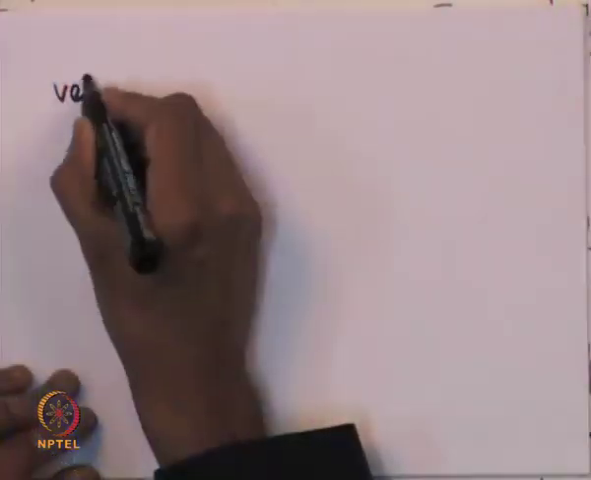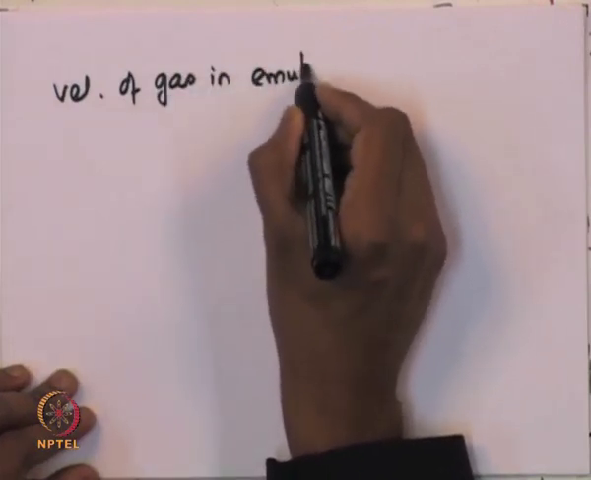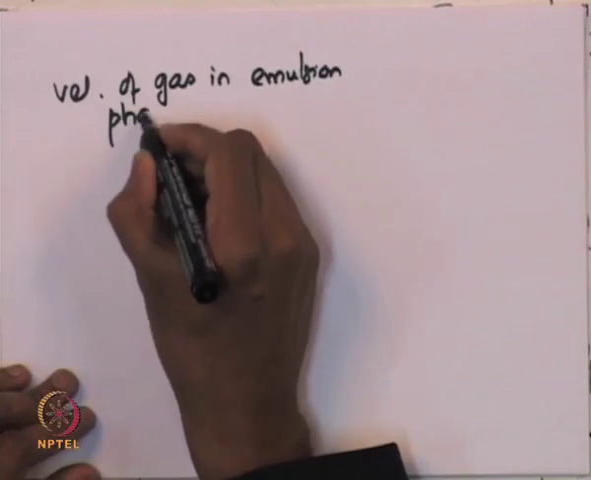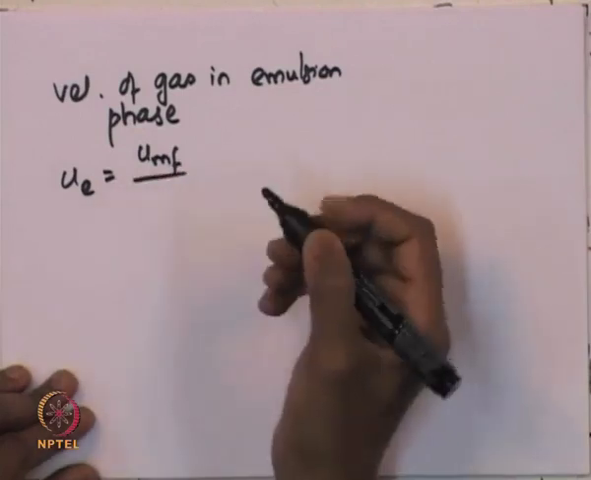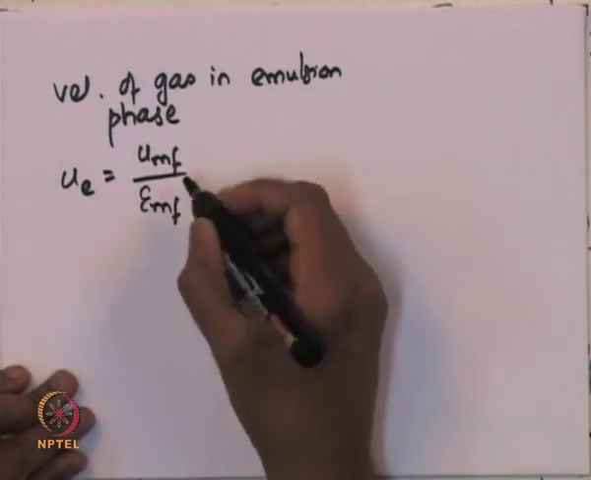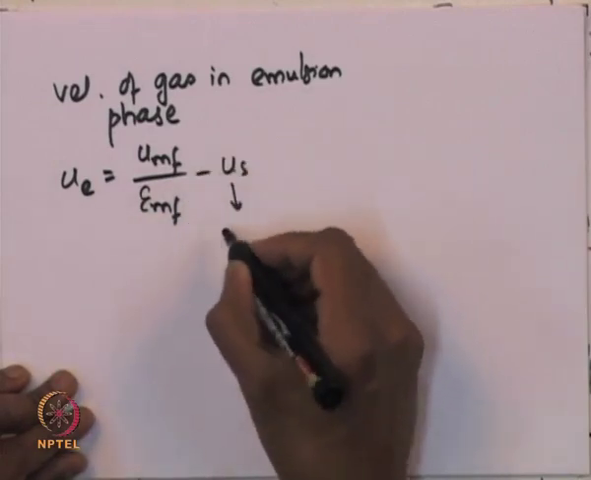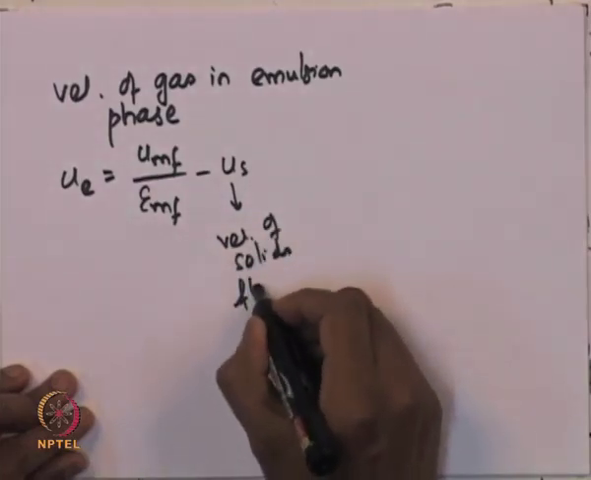Now, we looked at some of the expressions. There are several parameters that one needs to find out before we can model the fluidized bed reactor. So, the velocity of gas in the emulsion phase is given by UE equal to UMF, which is the velocity at minimum fluidization, divided by the porosity at minimum fluidization, minus US, where US is the velocity of solids flowing downwards.